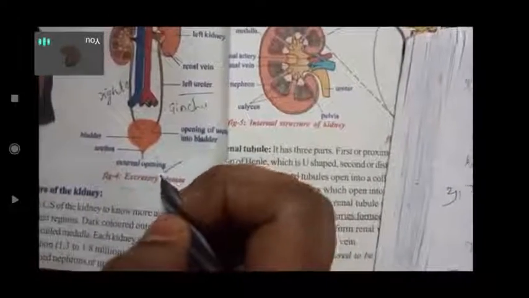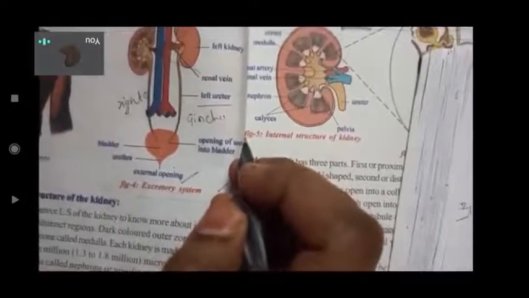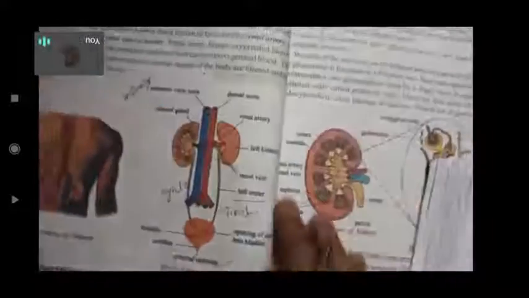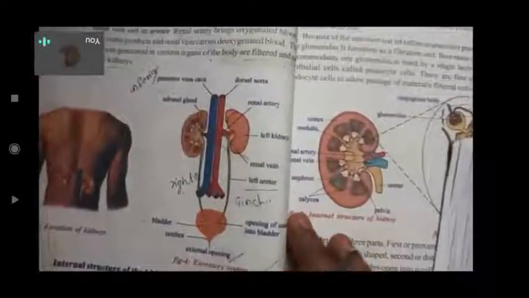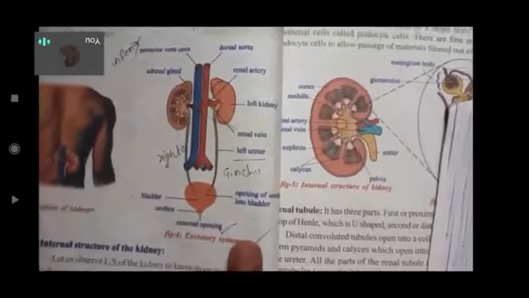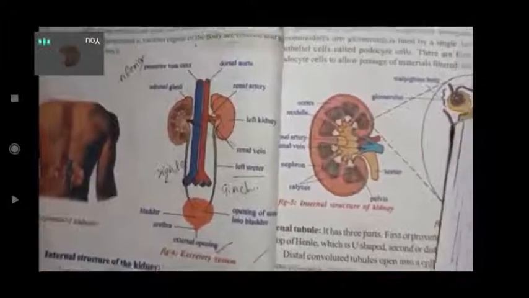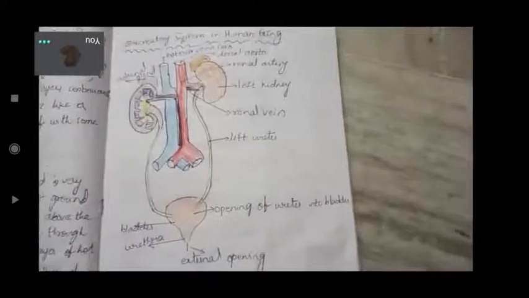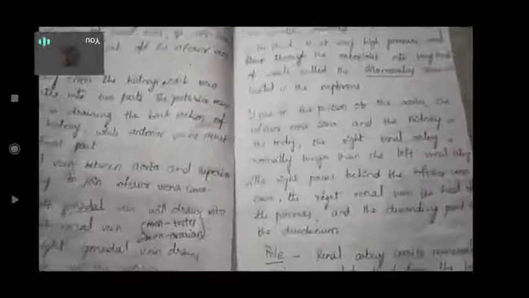About this, I think you got all the points very clearly. I explained all these labels. This is the human excretory system, children. So understand this clearly. These are the notes I wrote for you. Just copy these running notes and understand the concept clearly.